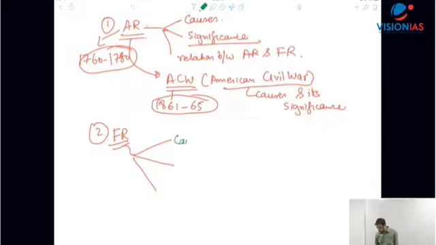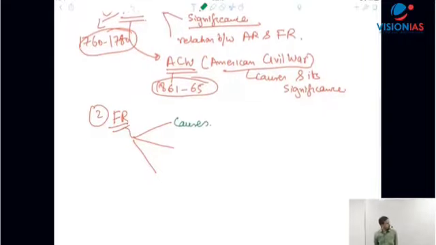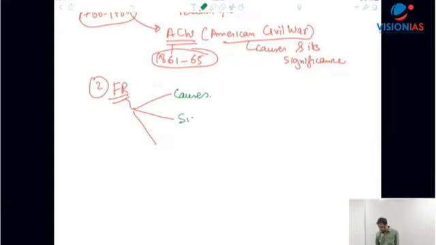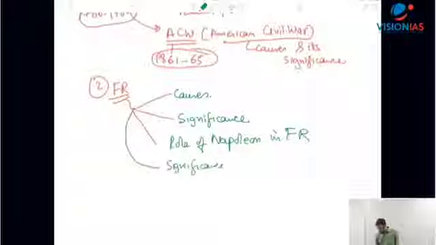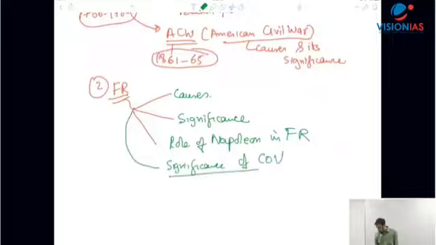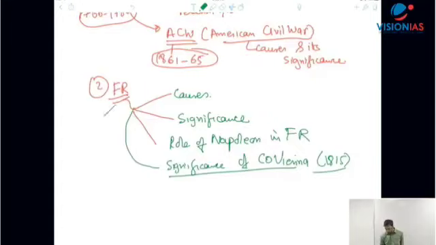So again, the causes of the French Revolution, the significance of the French Revolution, also the role of Napoleon in the French Revolution, and also the significance of the Congress of Vienna is something that we're going to talk about. Now, the Congress of Vienna is happening in 1815. The French Revolution is beginning in 1789.